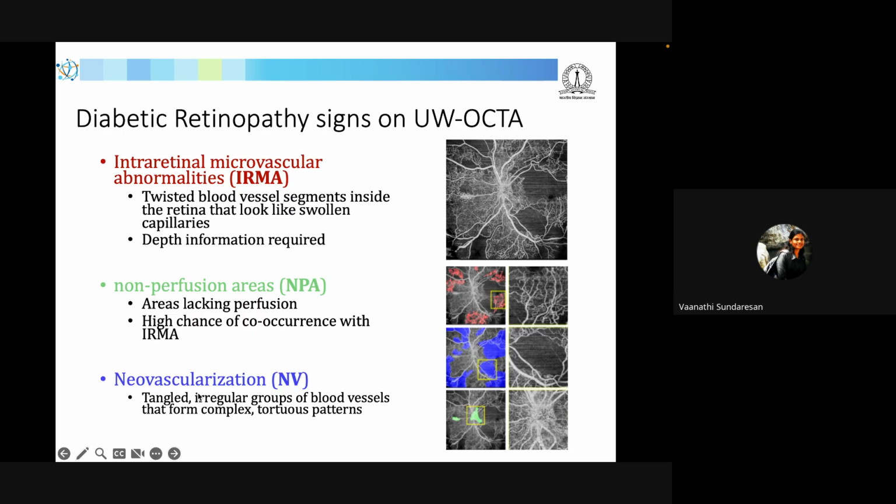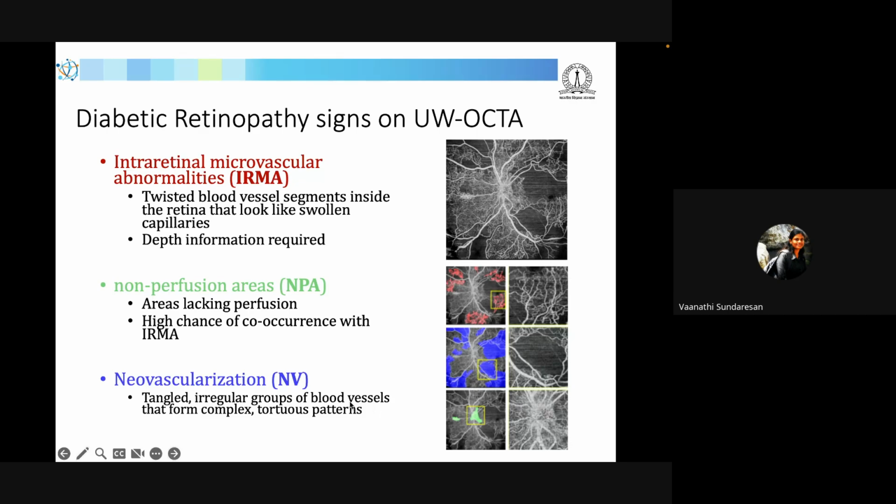And then we have neovascularization. As the name suggests, this is the formation of new abnormal blood vessels. It's a proliferative stage. At this point, diabetic retinopathy gets proliferative, right? You see a lot of these frond-like patterns, which are not supposed to be here, right? The green area here is not supposed to be there. So that is what we call NV.